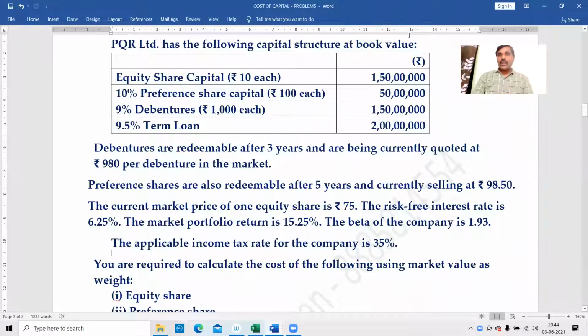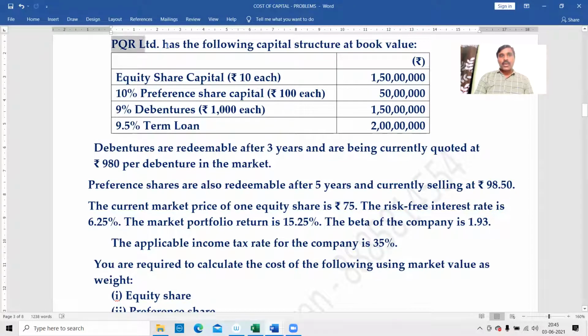We are in the cost of capital chapter. Three problems we have done on cost of capital, so this is the fourth problem. All I am doing is the previous examination problems. Therefore, they are very important. So we have completed three problems on cost of capital.